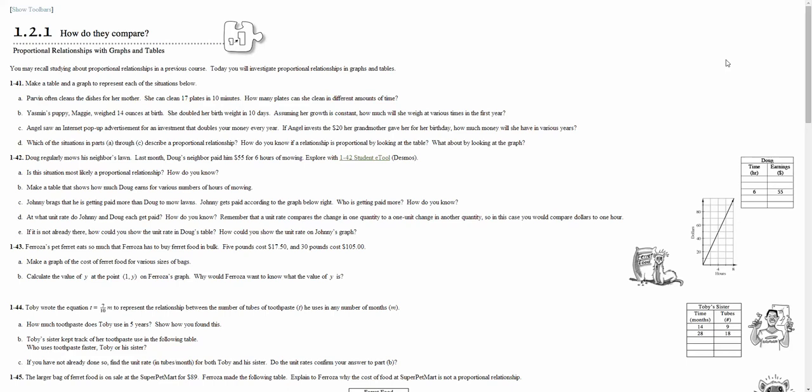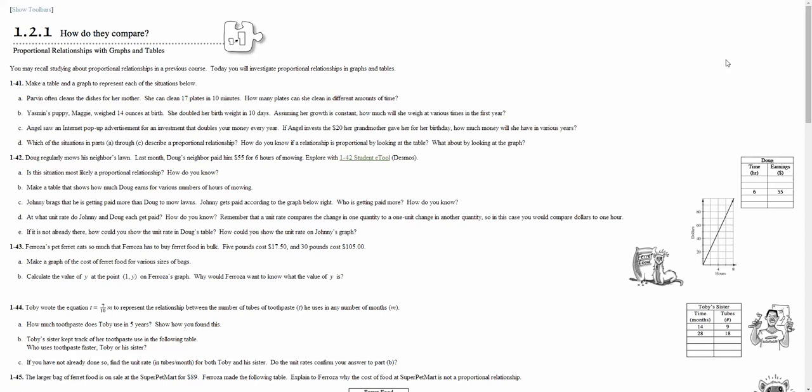So 1-2-1 starts talking about these proportional relationships using graphs and tables. Now, ordinarily, I'd want you to discover what's going on with proportions, and we'd talk about this a lot. Because of this video format, I'm going to be a little more direct in my instruction. So there's two things you need to be a proportion. And there's another thing called a unit rate, which we'll talk about in a second.